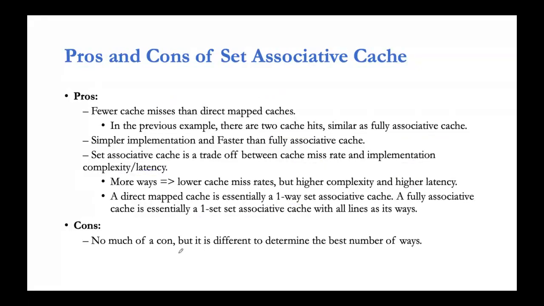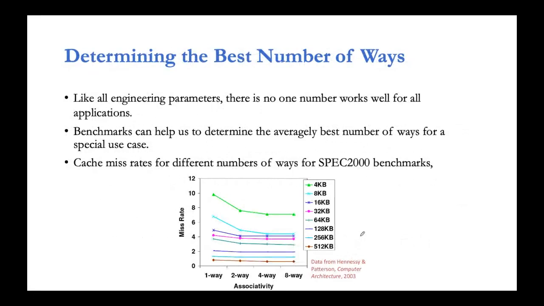So what's the problem? There are not many cons, but it is difficult to determine the best number of ways. Like all engineering parameters, benchmarks can help us determine the average best number of ways for special use cases. So here are the cache miss rates for different numbers of ways for the SPEC benchmarks, which we have discussed in the previous lectures.